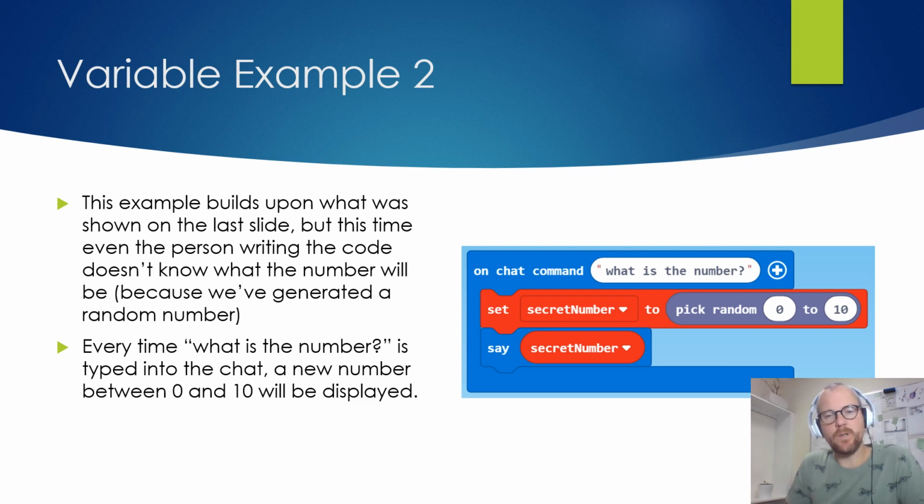So every single time someone types in what is the number, question mark, the computer is essentially going to tell them a new number every single time. There are some times where it might be the same number, so it might be the number 7, and then it might be the number 7 again. But because it's random, generally based upon probability, that number will fluctuate all over the place.